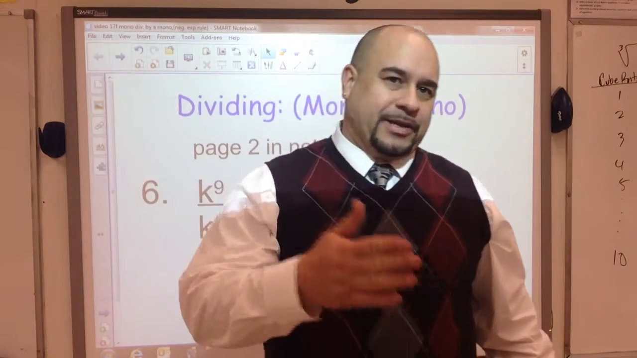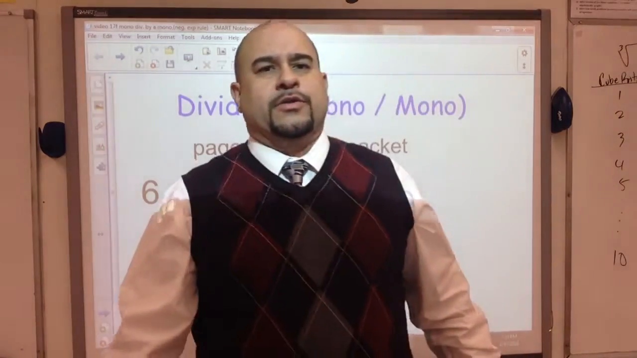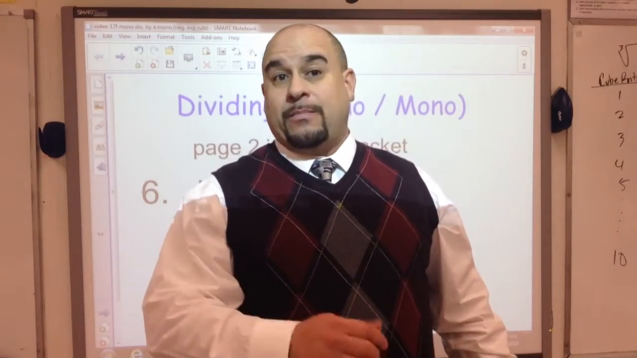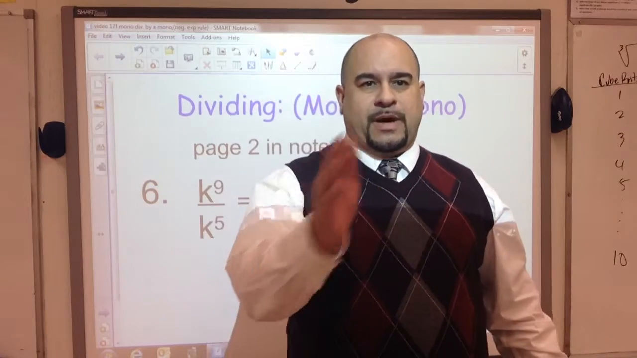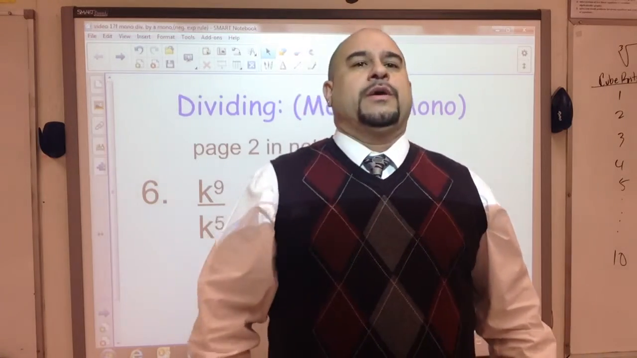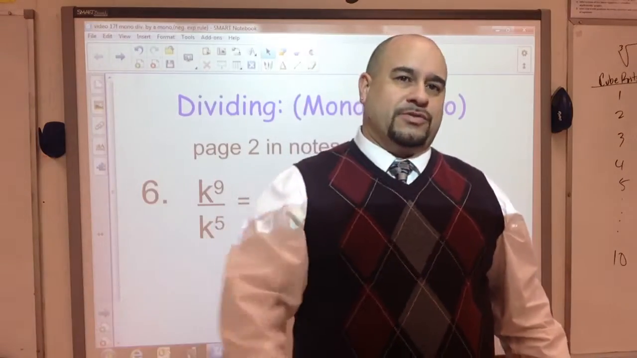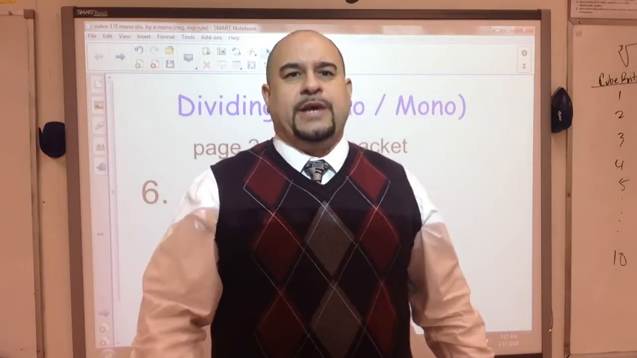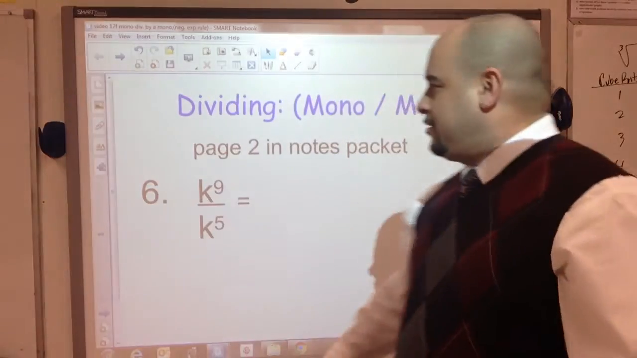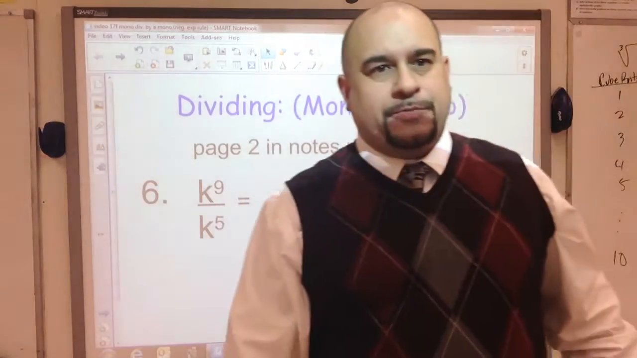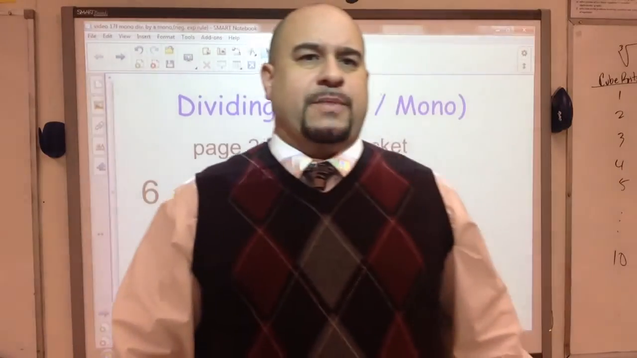We've talked about adding and subtracting polynomials. Don't forget they got to have the same variable, the same exponent. We've talked about multiplying polynomials, where there's a monomial times a monomial, monomial times a binomial, and a monomial times a trinomial. Today we're going to talk about dividing monomials. So monomial divided by monomial. A couple of things I want you to keep in mind.